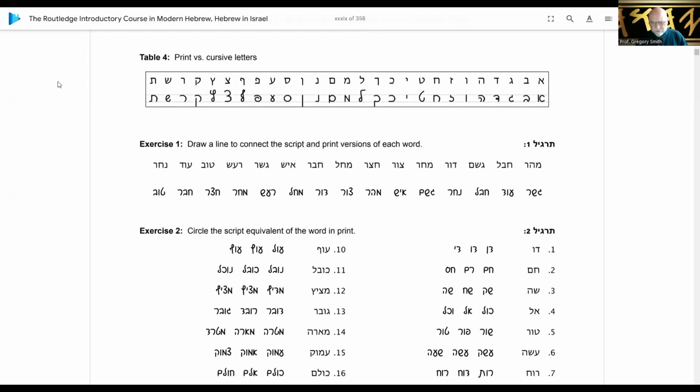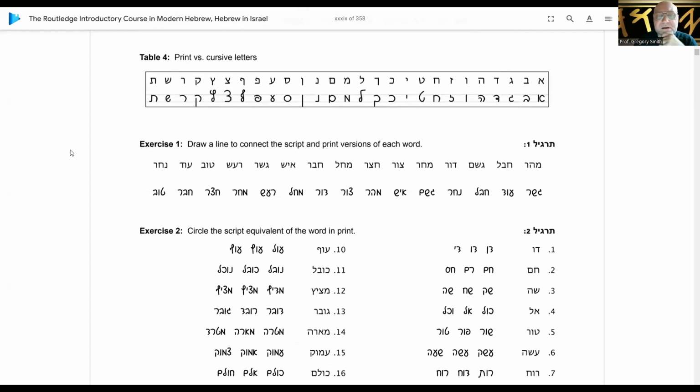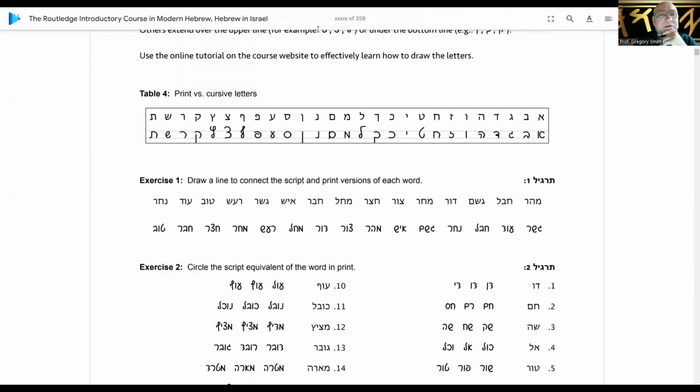Okay, so we're going to try to work on some more cursive today. Last time I only had a half hour, and I didn't even get all of that in. But if you notice here, there's a difference. A lot of times in handwritten stuff, in Israel, they use this here. This is cursive.